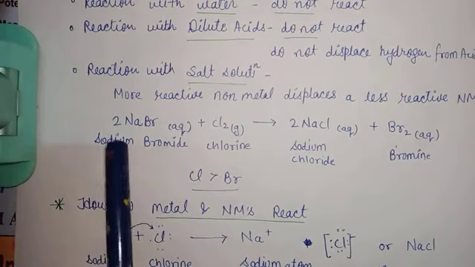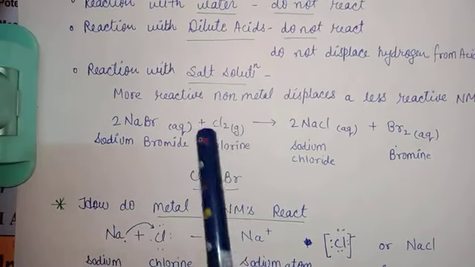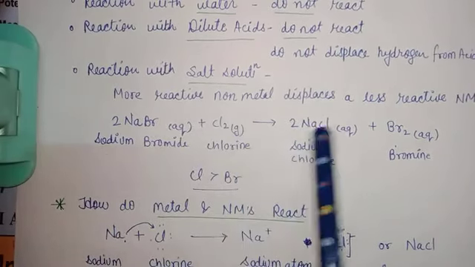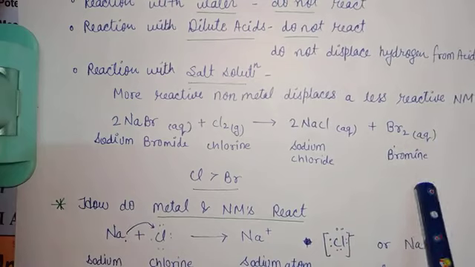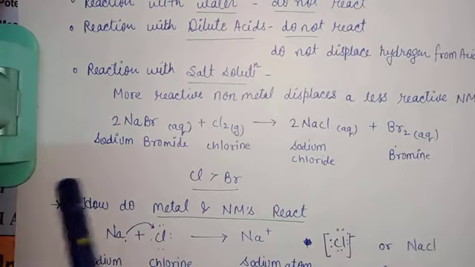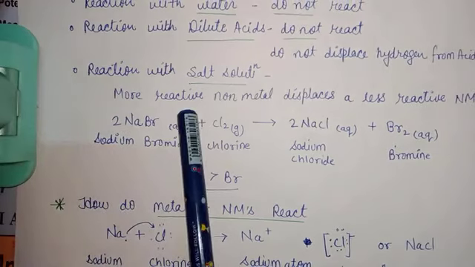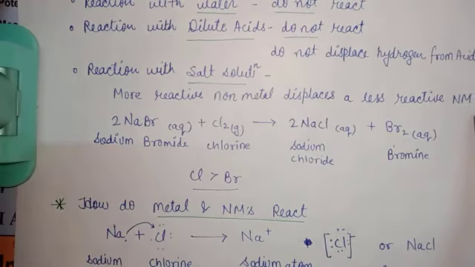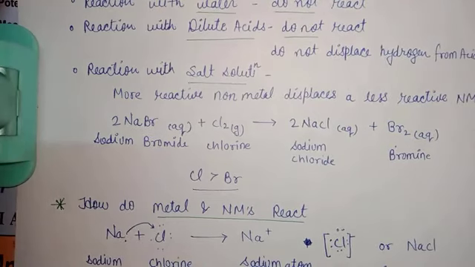For example, we take sodium bromide and pass chlorine gas through it. It gives 2 NaCl, sodium chloride in aqueous form, and bromine in aqueous form as well. In the reaction of non-metals with salt solution, we see the more reactive non-metal displaces a less reactive non-metal. It is very similar to the metal case, where the more reactive metal displaces the less reactive metal.